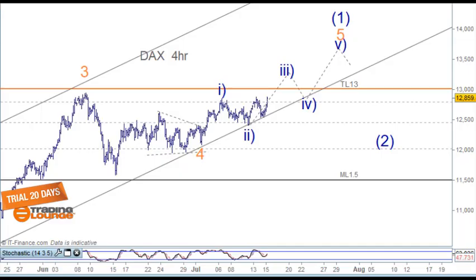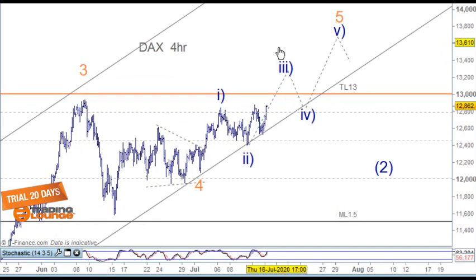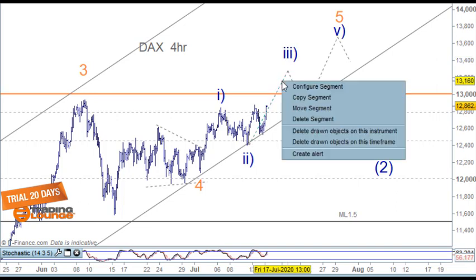Welcome to Trading Lounge and the European indices for the 15th of July, and there's no change in our count for this market. We've been looking at this as wave 3 here, an A and a B and a C, and a triangle for wave 4 here, and then 1 and 2 and 3 here, and 4 and 5. We could probably lift the wave 3 a little higher here in this case.